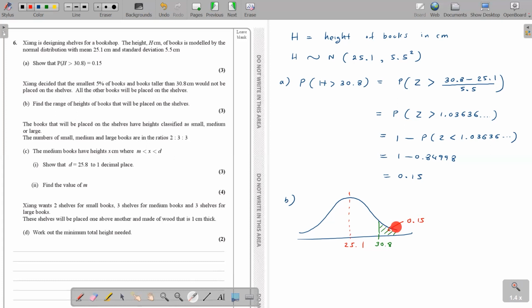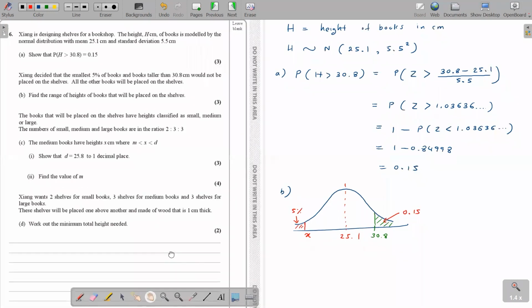And what other books are also not being placed? The smallest 5%. Where do you have the smallest 5%? The smallest 5% is at the other side corner, right? Do you see, the smallest 5% is here? Let's say this particular value is X. They are saying the smallest 5% of books are also not placed on the shelf. So which books are placed on the shelf? The books that are between X and 30.8 will be placed on the shelves. So your task is to find X.